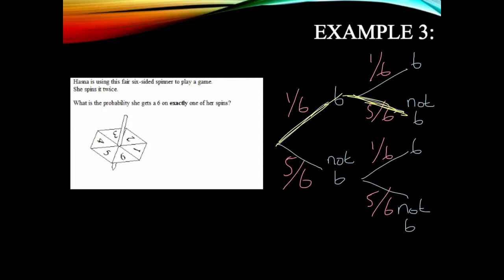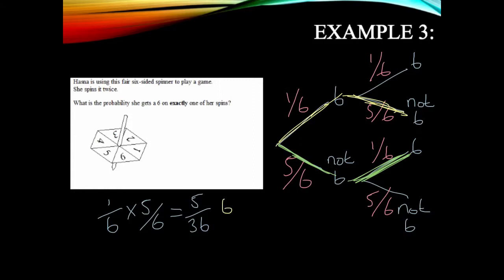Alternatively, we could get not a 6 first. So we could come this way. Now, if you didn't get a 6 first time, we want a 6 second time. And so it could be one or the other of these. So let's work out the maths then. So we've got a 6 and not a 6. So 1/6 times 5/6, which is 5/36. That was the first way. That was my yellow path. So that was doing a 6 and then not a 6.